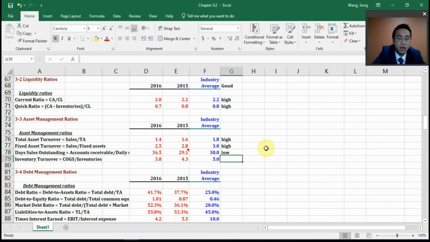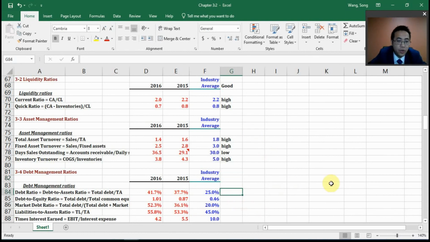And the turnover, we want them to be high because within the same year we want to replace our inventories as many times as possible. The best case is to have an infinite amount of sales, whereas the inventory is quite limited.